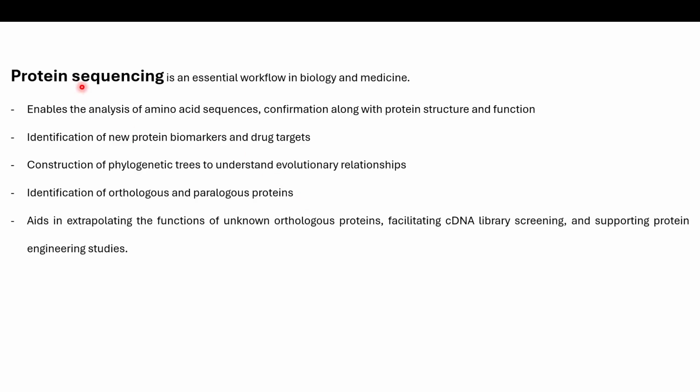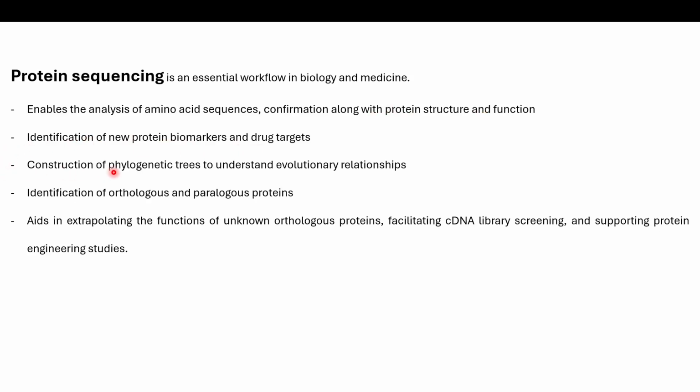Okay, so now when we talk about protein sequencing, it enables analysis of amino acid sequences, confirming the protein structure and function, and helps in identification of new protein biomarkers and drug targets.